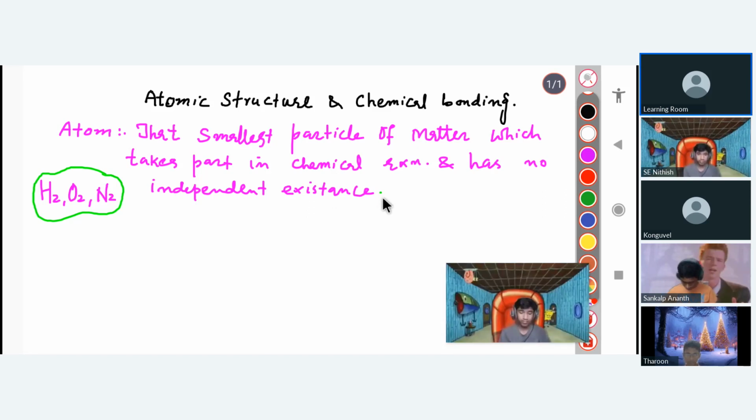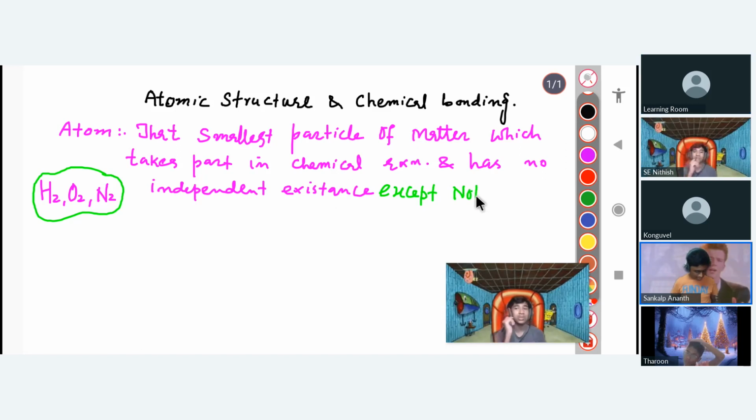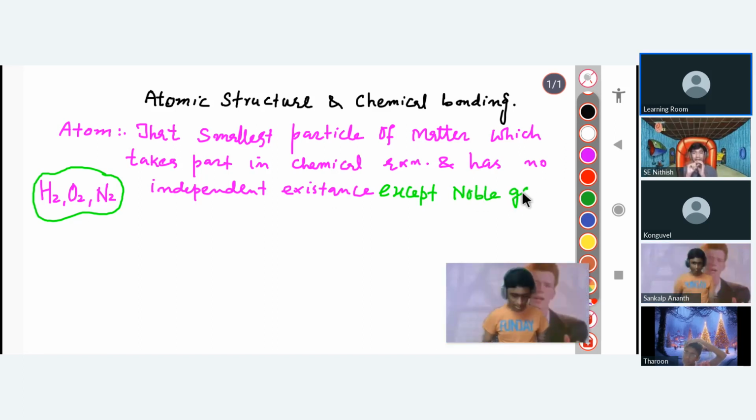So I told you that an atom is the smallest particle of matter which takes part in chemical reactions and has no independent existence. But there are exceptions. Can you tell me where the exception is? Except noble gases, right? Exactly. So noble gases can exist independently.